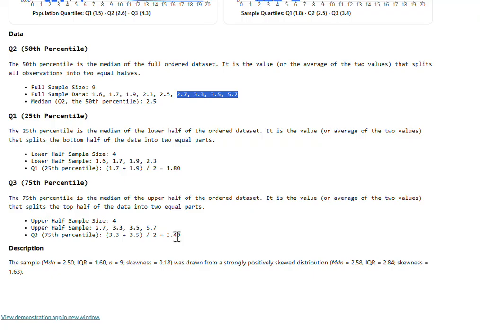So the IQR for the data set with the 9 items works out to be the 75th percentile, which is 3.4, minus the 25th percentile, which is 1.8. That works out to be an IQR of 1.6. And of course, for free in this process, we also got the median. That was the middle value of the entire data set. All right, there you go.